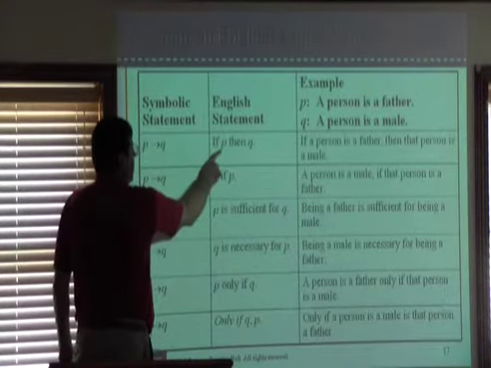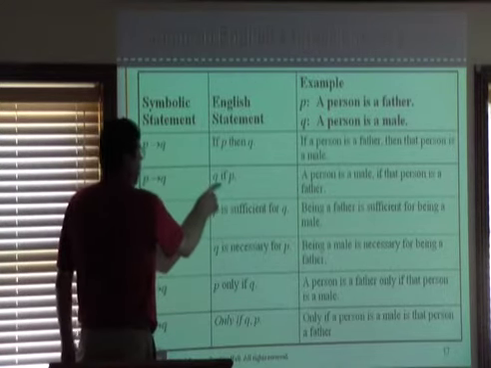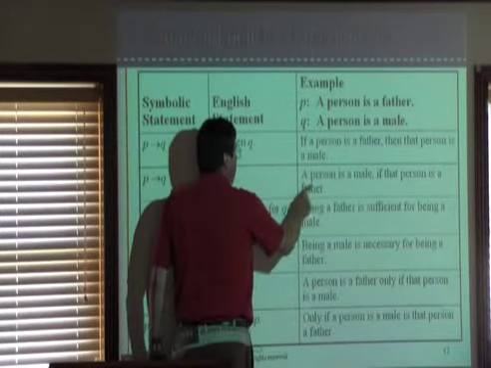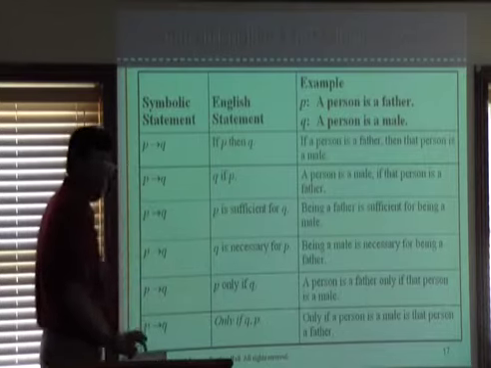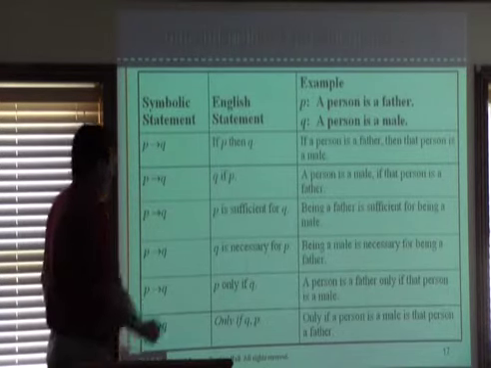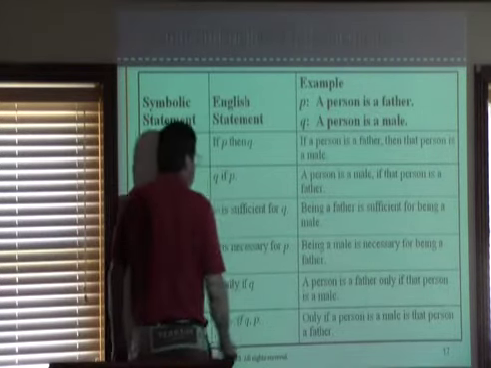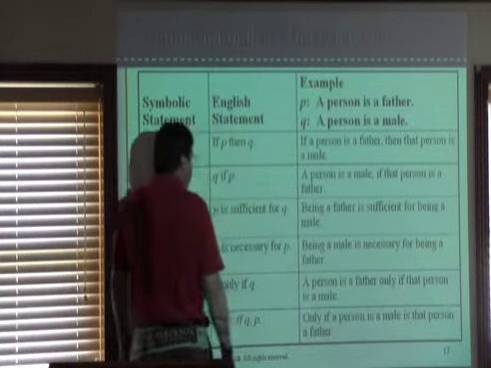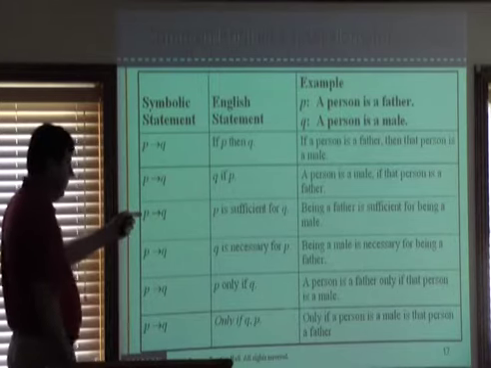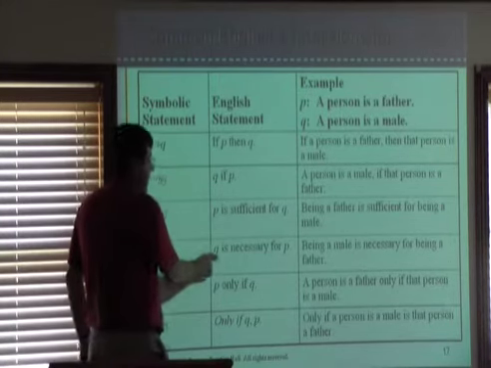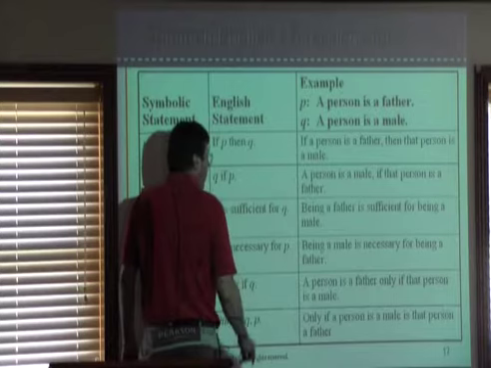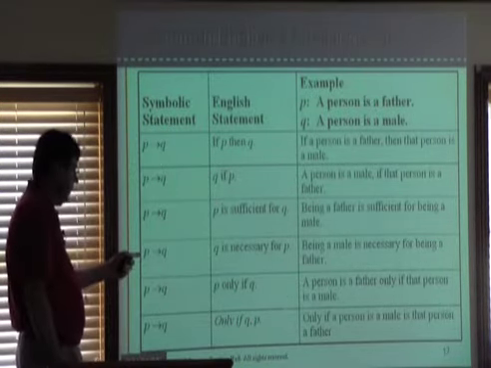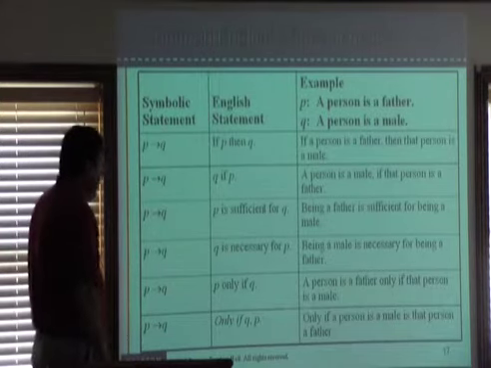If P, then Q, we're familiar with that. Q if P. A person is a male if that person is a father. See how it's turned around? P is sufficient for Q. Being a father is sufficient for being a male. Means this. Q is necessary for P. That's being a male is necessary for being a father. Okay, that means this. All right, this is a very important one.